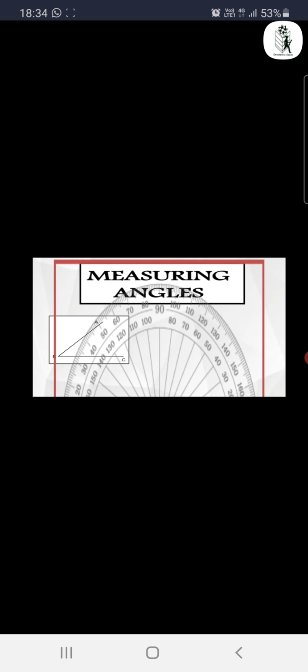Just as we used the ruler and the divider to measure line segments, we will use another instrument from the geometry box, which is called the protractor. A protractor is an instrument in your geometry box which is in the shape of a semicircle. It has degrees marked on it both in clockwise and anti-clockwise directions from 0 degree to 180 degree.